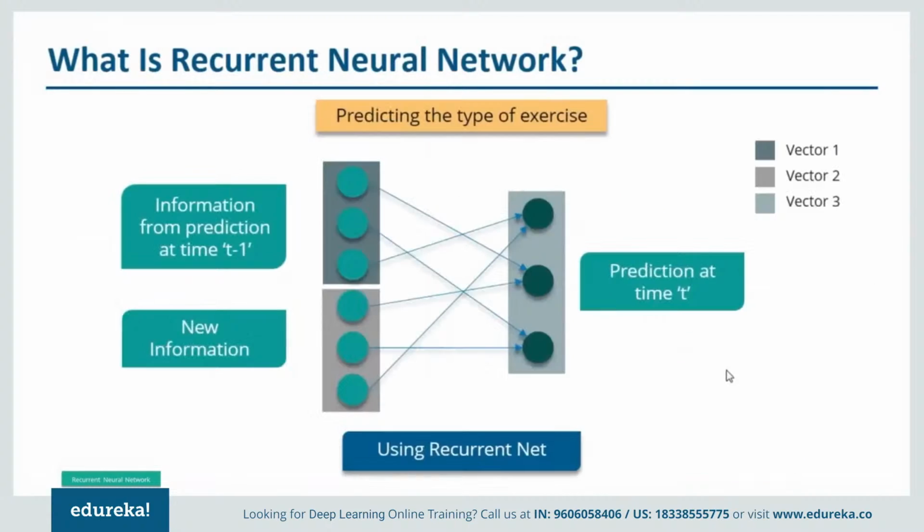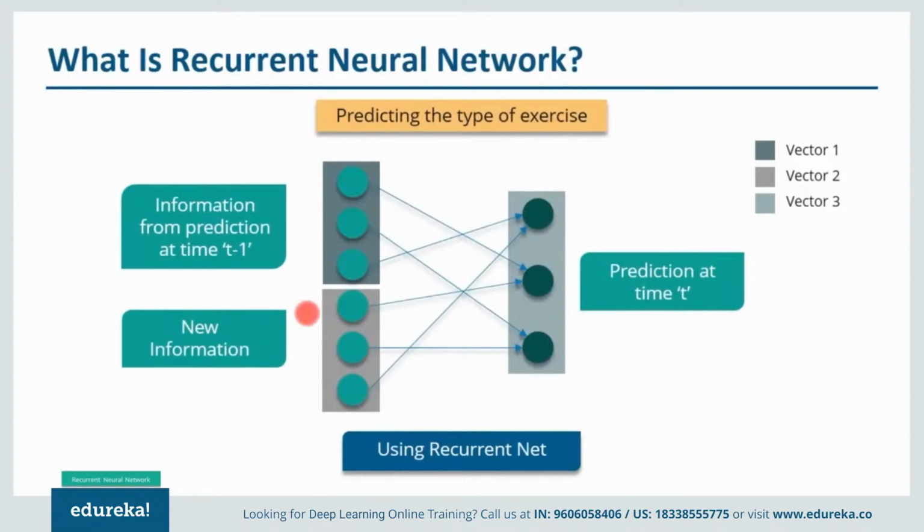Now what I'll do is convert these things into a vector. Now what is a vector? A vector is nothing but a list of numbers. So this is the new information, guys, along with the information from the prediction at the previous timestamp. We need both of these in order to get the prediction at time t.